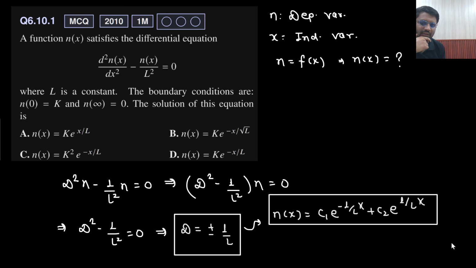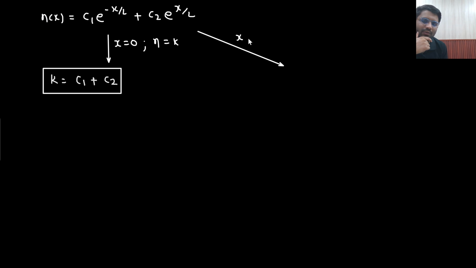So n is coming out to be equal to k. So C1 plus C2 is equal to k. Next, what they are saying is, if you put x equals to infinity, sorry guys, not n equals to infinity, if you put x equals to infinity, then the value of n is coming out to be 0.